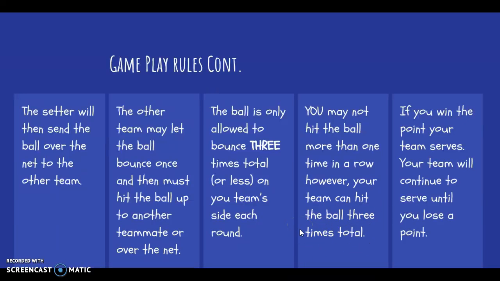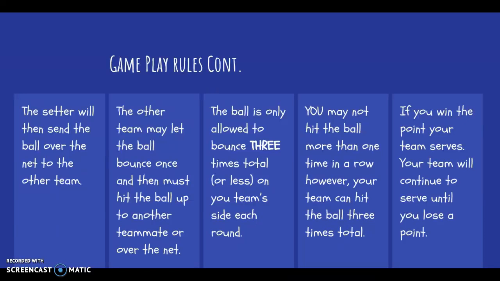So remember we talked about volleyball being a one-contact sport, so you can't do a double hit. You can only make a contact 1 time, and then someone else has to make a contact, and then you would be allowed to make another contact. But you can only make a contact 1 time in a row.